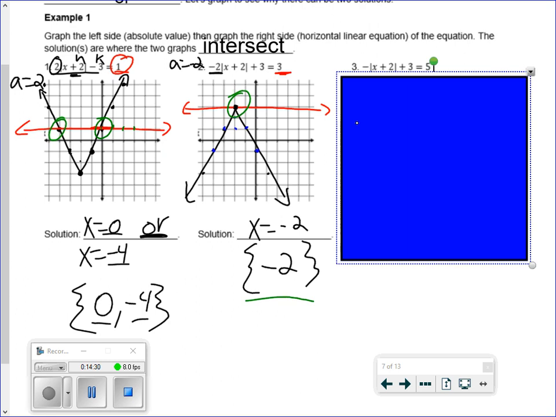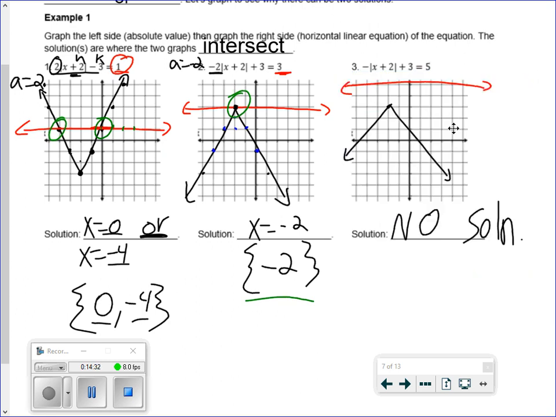And lastly, for number 3, this is what you should have gotten. There's no solution. They never intersected. We're going to graph it the same way. Our a is -1, so we do a slope of 1 going downwards. So that's what your graph should have looked like, more or less. If it's not, rewatch what I did and see what I did, so you can try it again on your own, because you do need to know this for the quiz and the test. All right.